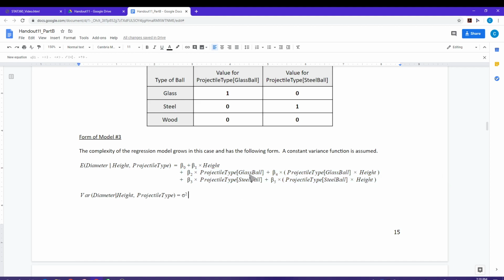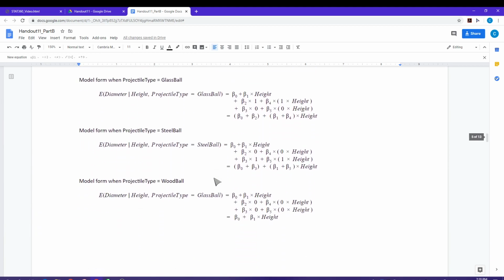If I plug in 1 here for the glass ball, so if I'm interested in a glass ball, I'm going to have to plug 1 in here for this projectile type glass ball, and I'm going to have to plug a 1 in here. And in fact, I wrote out all 3 models here on the next page, on page 16.